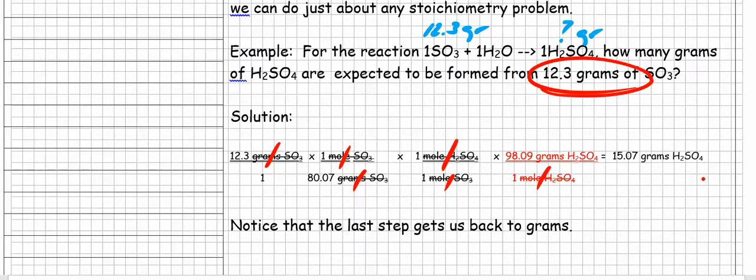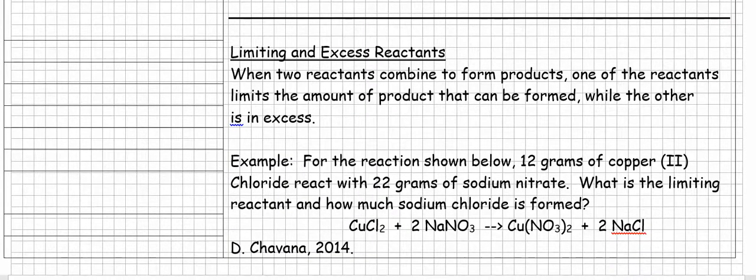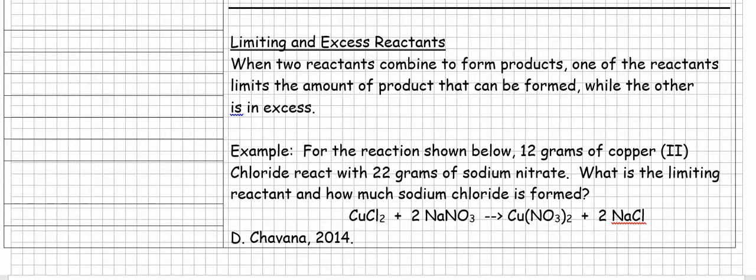15.07 grams of H2SO4. Now, notice that this last step gets us back to exactly where we want to be, which is grams. Okay? All right. Folks, we're pretty much done then. Remember I said that if gram to gram relationships was as hard as it gets, well, then that's as hard as it gets with regard to stoichiometry, right?